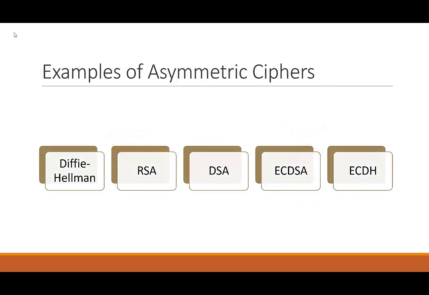Here are some examples of asymmetric ciphers. Diffie-Hellman is a common one we see for key exchange, and RSA is one we typically see used in certificates. And the last two are elliptic curve DSA and elliptic curve Diffie-Hellman. Now these are protocols that are going to typically be used on devices that have limited processing power.